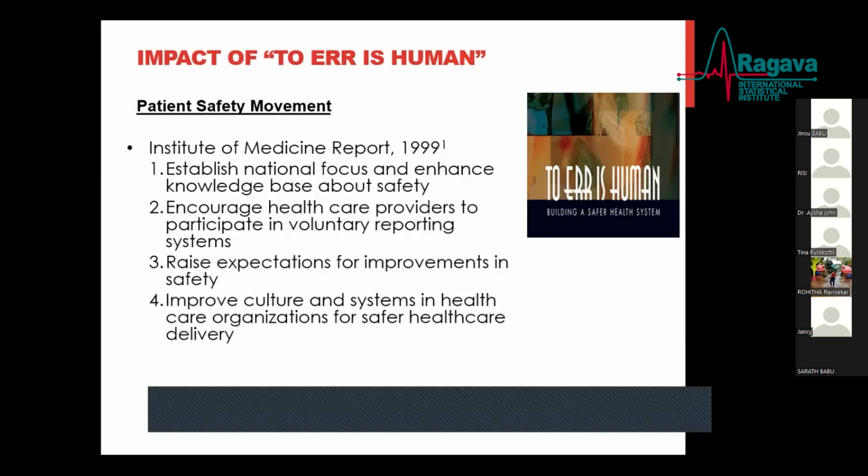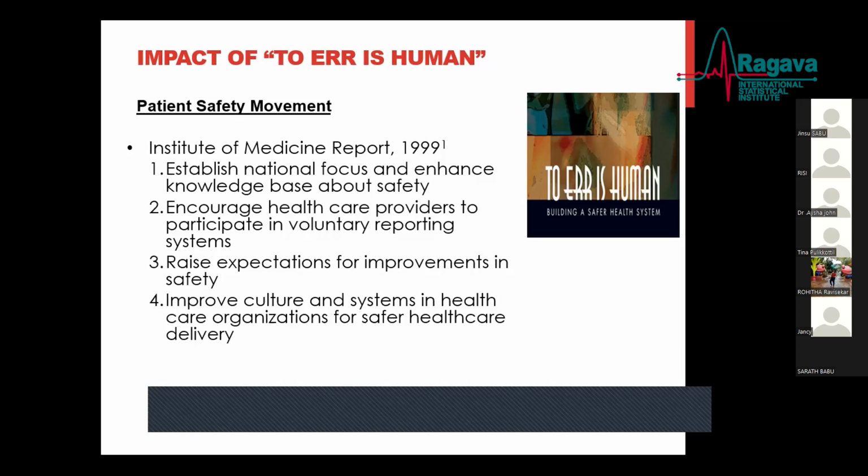It's very familiar: To Err Is Human, the patient safety movement. The impact of error is a very popular report that was released by the IOM in 1999. It brought national attention to the problem of preventable medical error in the US health system. They pointed out four important strategies to improve the healthcare system. In this, two of the topics are today's presentation.